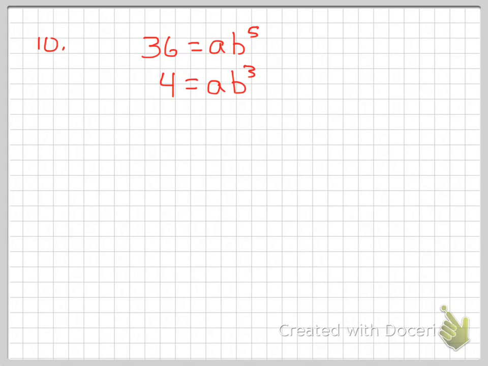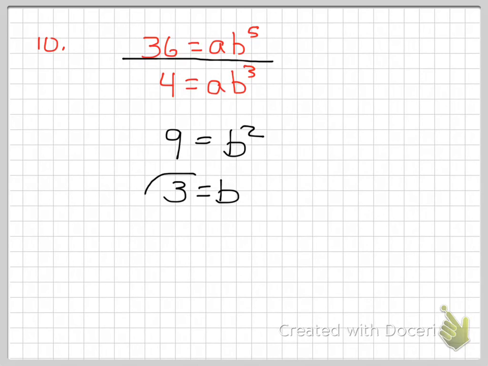Last but not least, we have the last problem. We're supposed to solve this system. Well, notice I put the higher x value on top. To solve, I just divide. In which case, I have a divided by a, which is 1. B to the 5th divided by b to the 3rd is b squared. 36 divided by 4 is 9. Take the square root of each side. Well, square root of 9 is 3 or negative 3, but remember multipliers can only be positive, so my b value is 3. Take that, plug it in, plug it in.